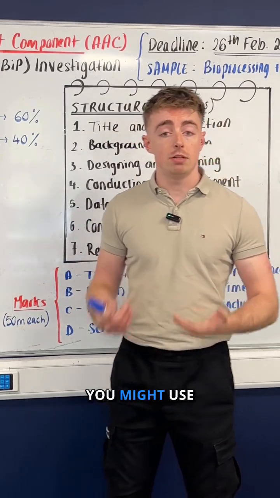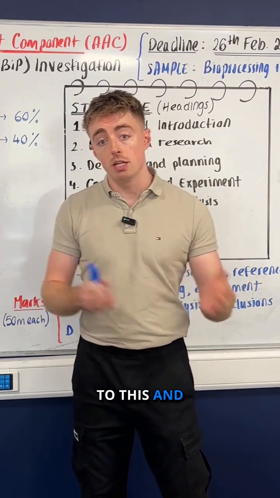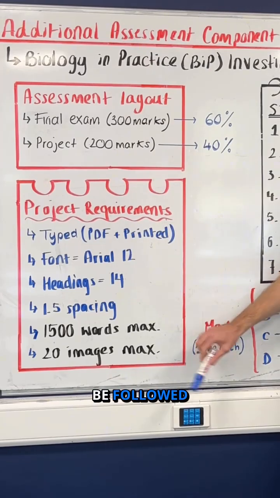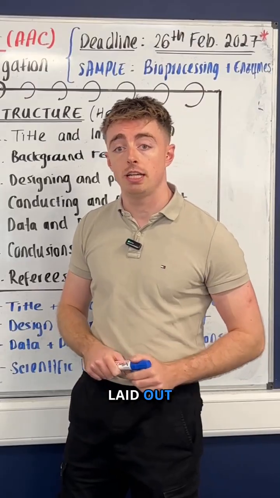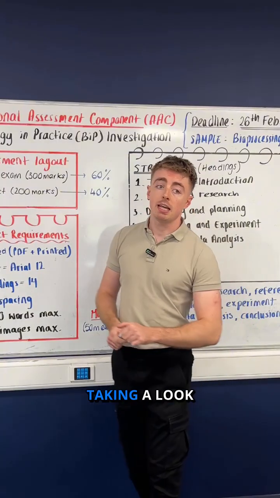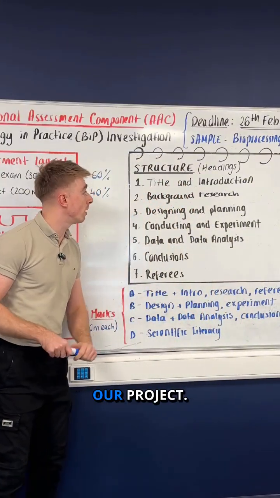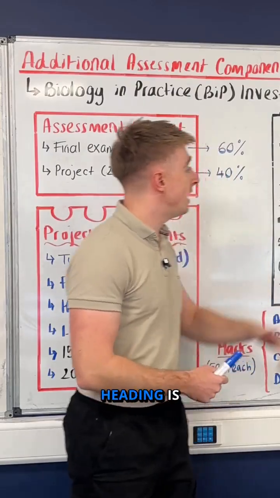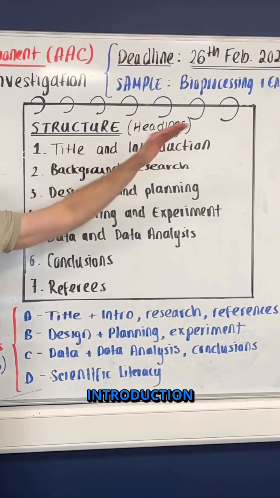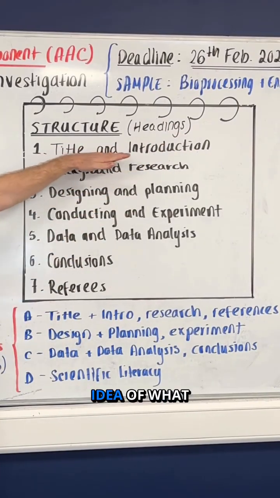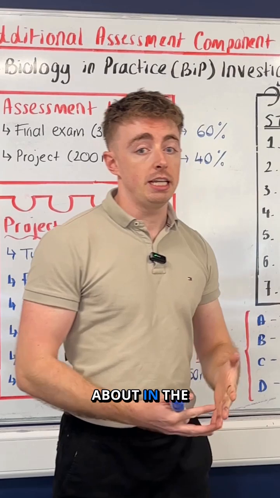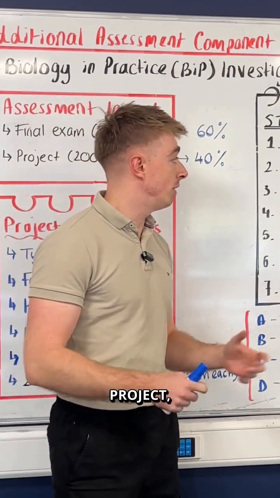So any formulas that you might use in your data analytics can be separate to this, and you can include them as part of your project. This must be followed, and this is really strictly laid out in our sample brief. Taking a look at the overall structure of our project, we've been given 7 headings that we need to follow. Our first heading is all about our title and our introduction to our project. So this gives us a quick idea of what our project is about, what we're investigating, what we might be writing about in the actual project itself.